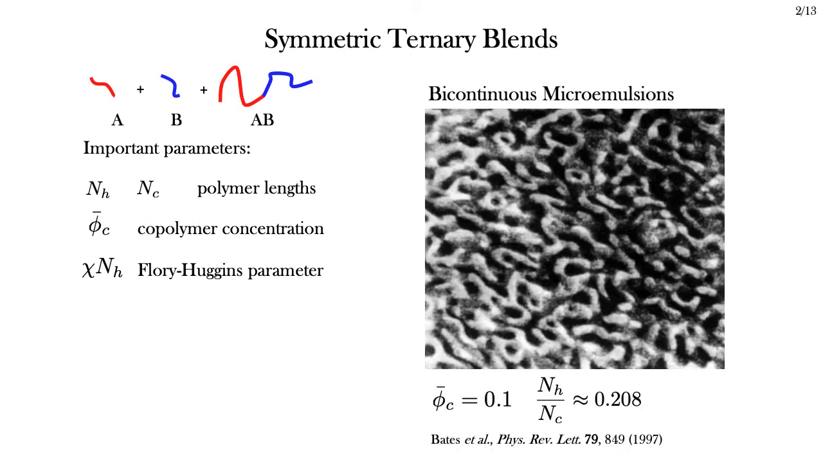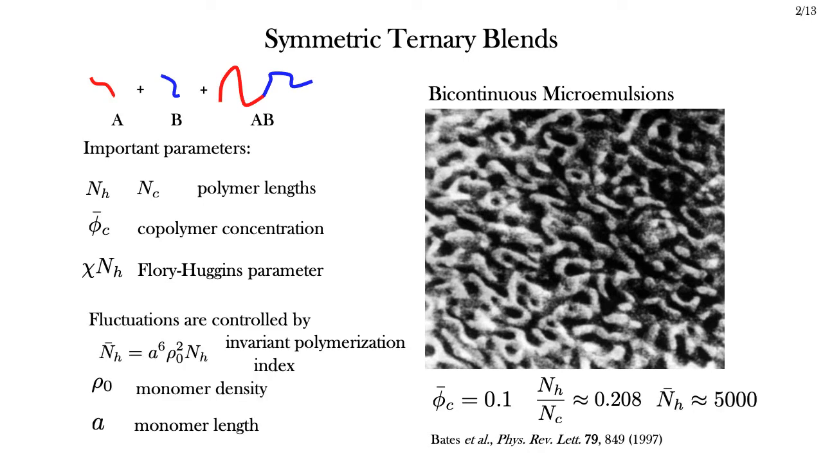These blends are interesting because of their tendency to form bicontinuous microemulsions. In this example, the homopolymers are about a fifth the length of copolymers, and the blend is about 10% copolymer. Beyond fundamental interest, bicontinuous microemulsions have numerous applications, including polymeric alloys, nanoporous functional materials, solar cells, and even rechargeable batteries.